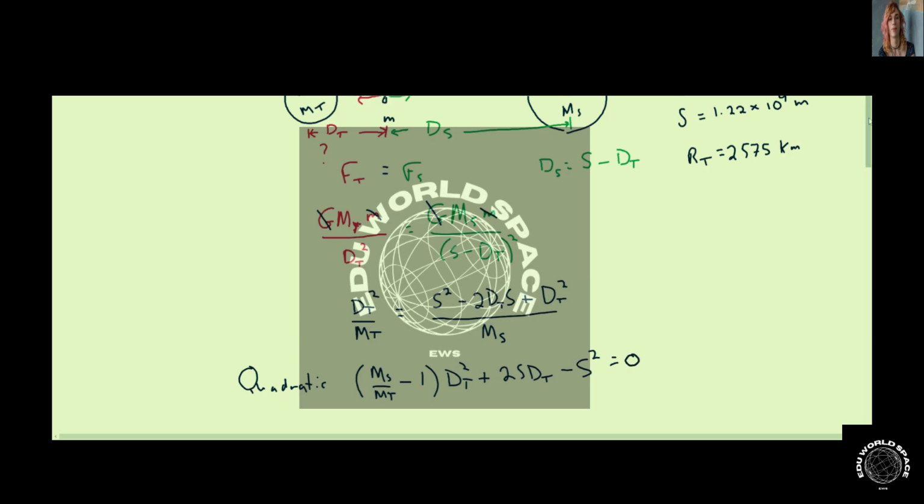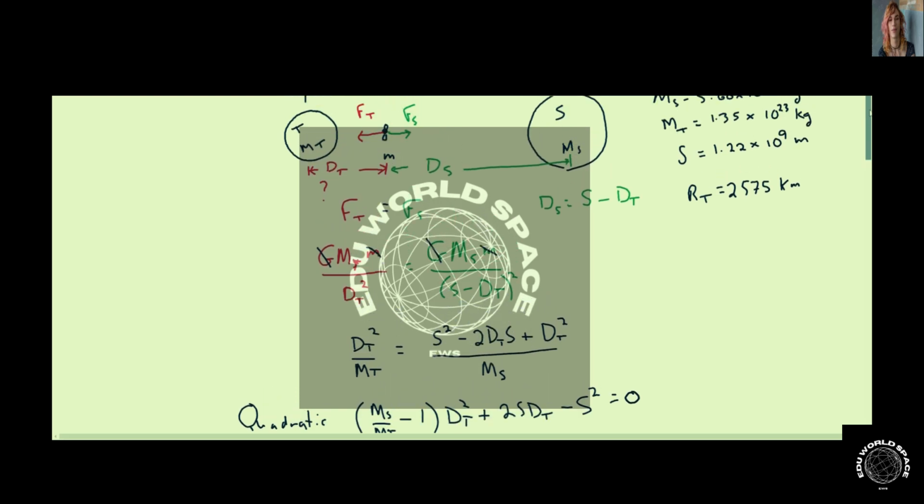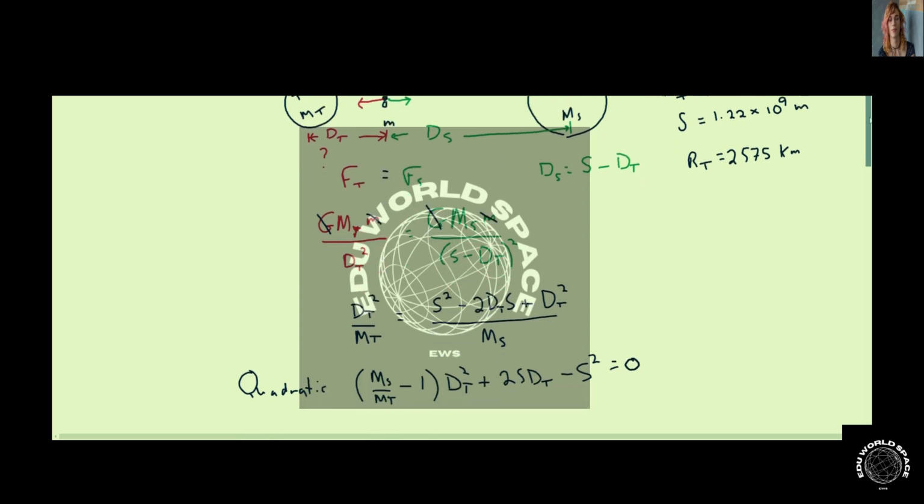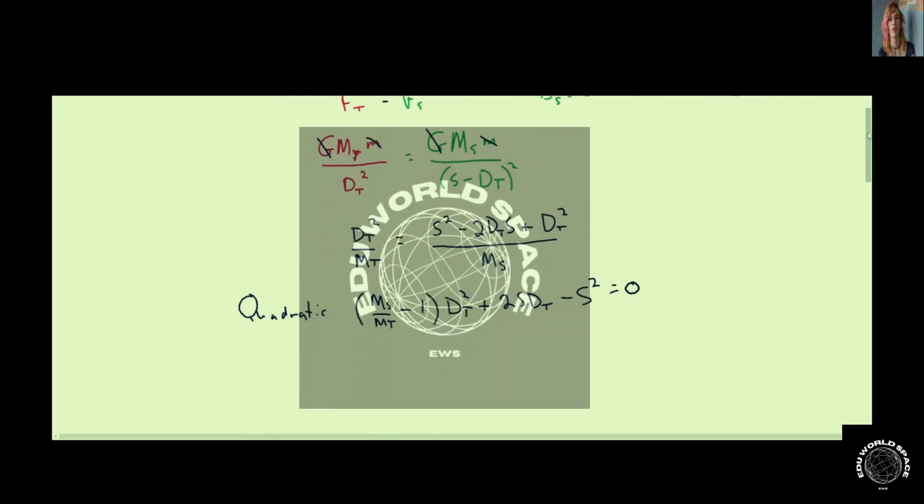And using some data, so up above we have some data on the two masses, we can actually compute this number out in front of the distance to Titan. And it is a fairly large number. It's 4207. And we'll subtract 1 from that, and we get 4206.